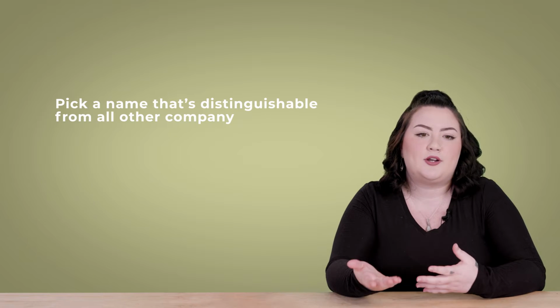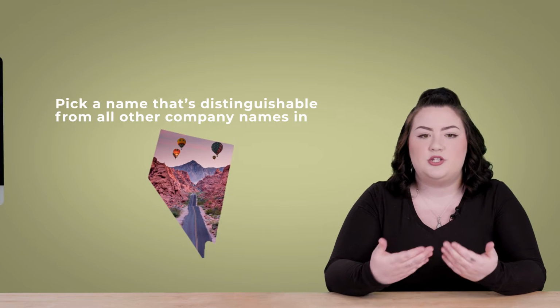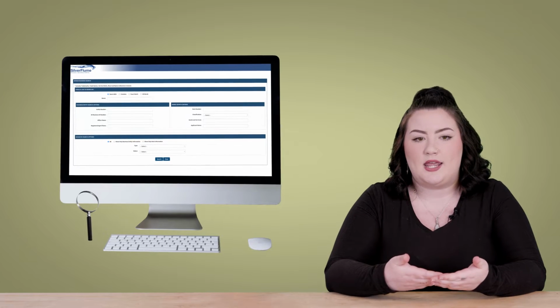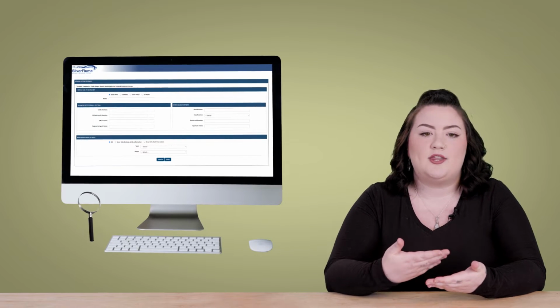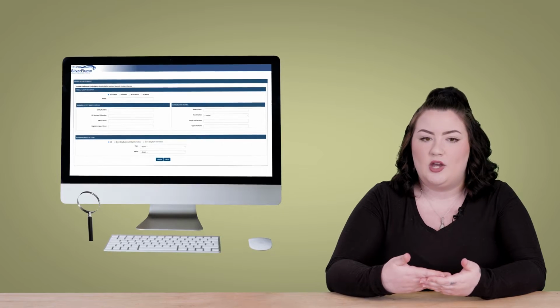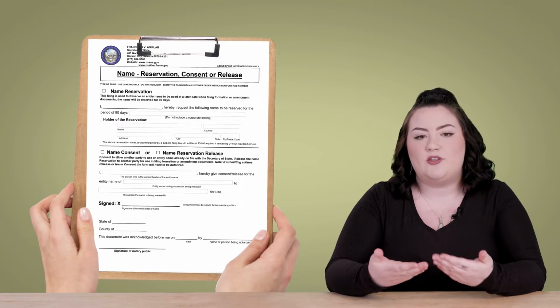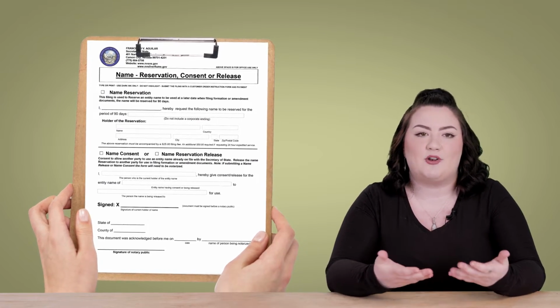You will also need to pick a name that's distinguishable from all other company names in Nevada. To do this, you should search your intended name in the business search option on the Nevada Secretary of State website. Once you've picked your name, you can reserve it if you wish using Nevada's name reservation request.